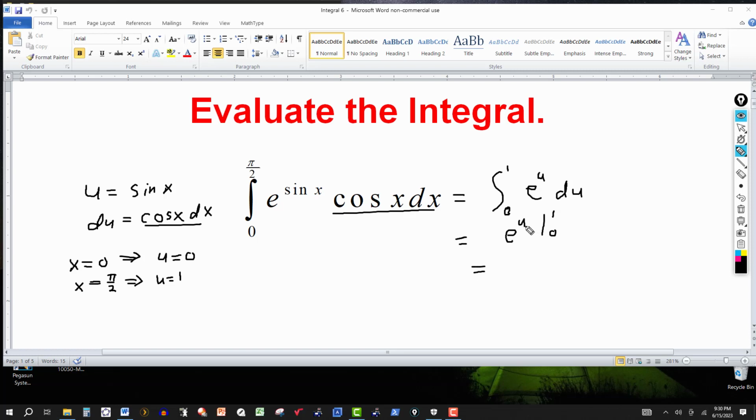So put a 1 where the u is, that's e to the 1, or just plain e, minus, and evaluate it at 0, e to the 0 is 1. So the final answer of this definite integral is e, or e to the 1 if you want to put the exponent there, minus 1.